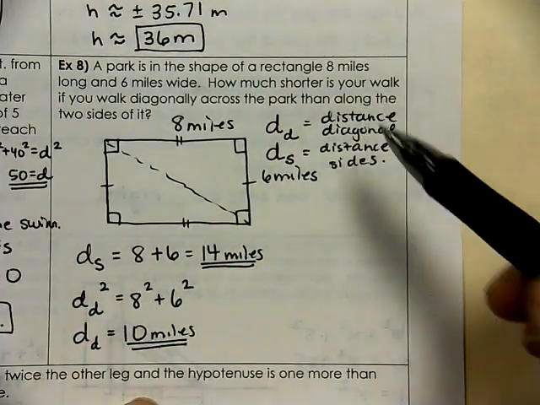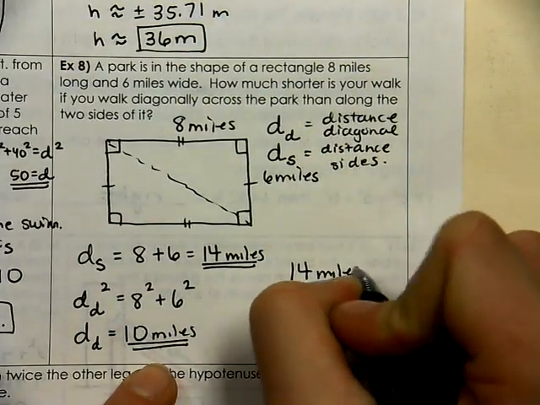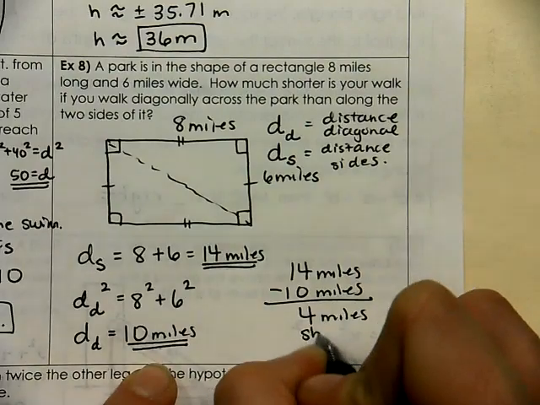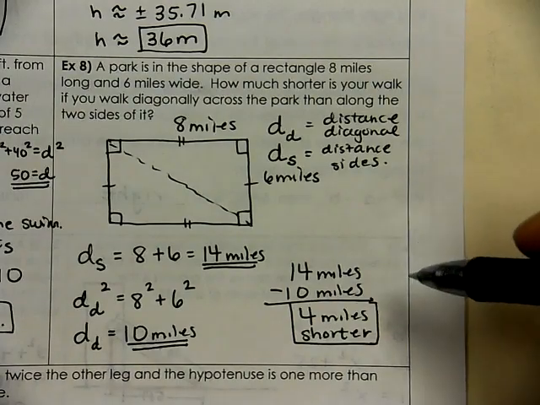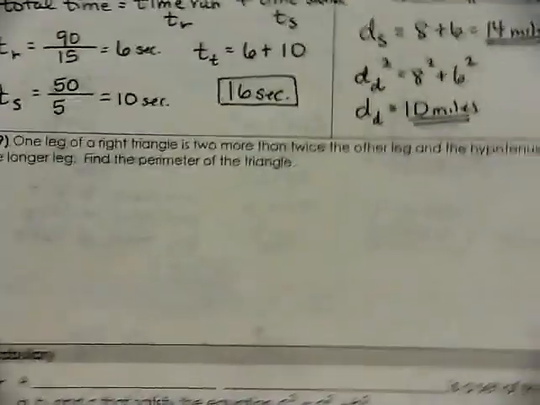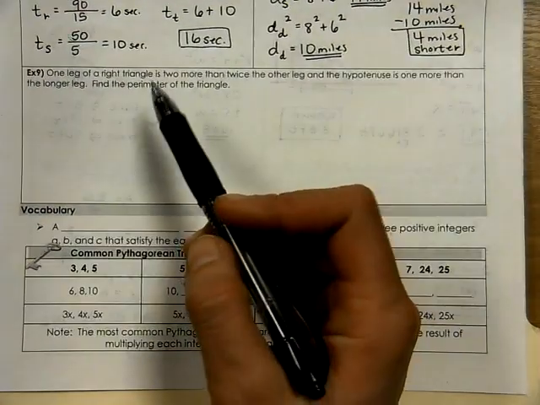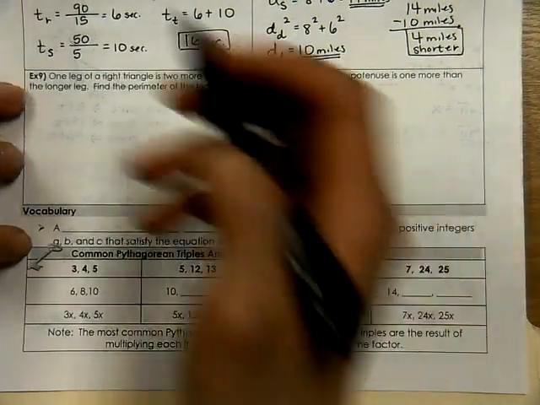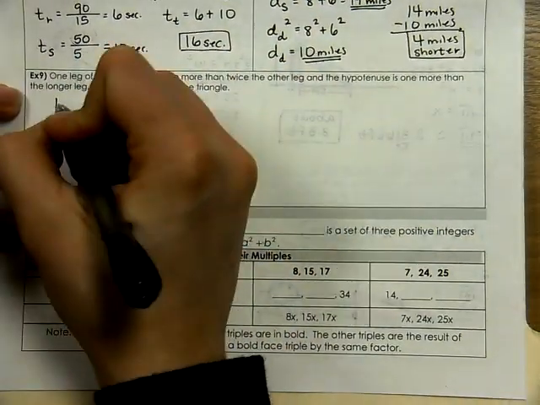So how much shorter is your walk if you walk along the diagonal? Well, 14 miles minus 10 miles, it will be 4 miles shorter. There we go. Another nice one where we got a nice integer there. No decimals or approximating. Whew. All right, last one, number 9. Zoom out for this one, make sure we can see all of it. One leg of a right triangle is 2 more than twice the other leg, and the hypotenuse is 1 more than the longer leg. Okay. We know we're going to find the perimeter. We have a right triangle, so I'm going to draw the right triangle.